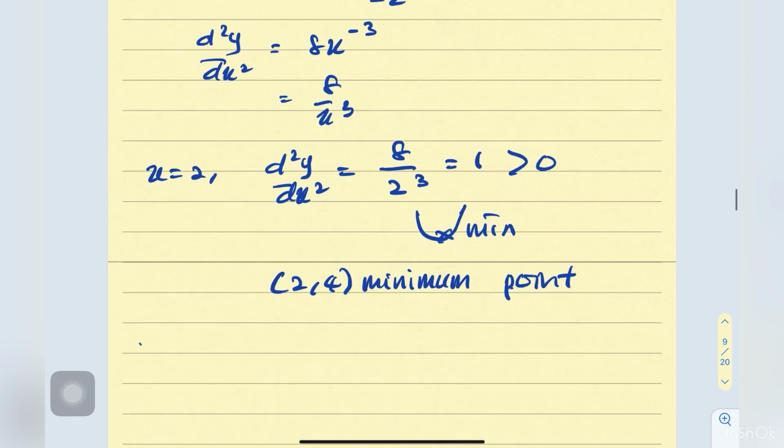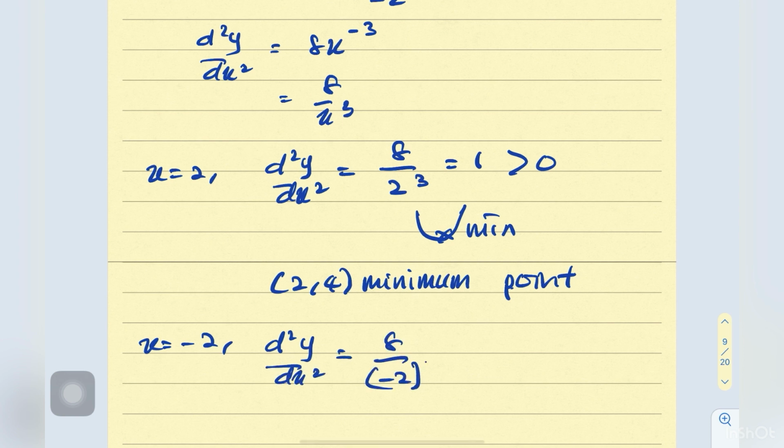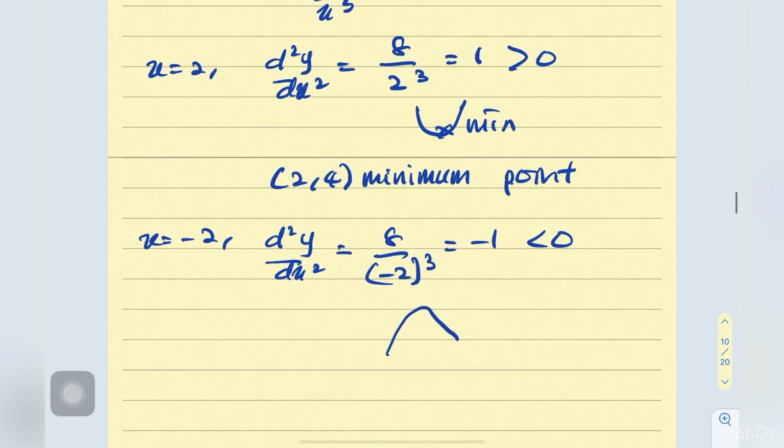But for x equals negative 2, d squared y/dx squared is 8 over negative 2 cubed, which is negative 1, less than 0. So maximum. Therefore, (negative 2, negative 4) is a maximum point.